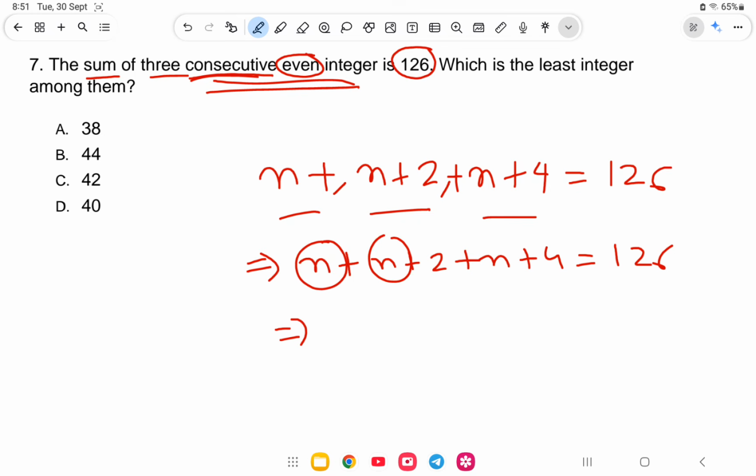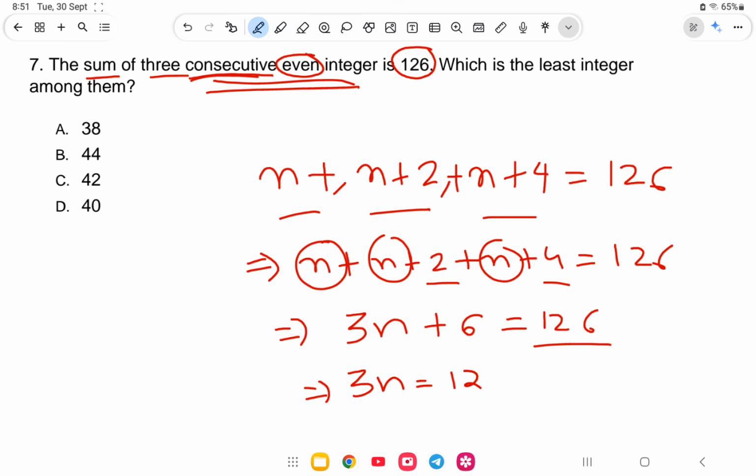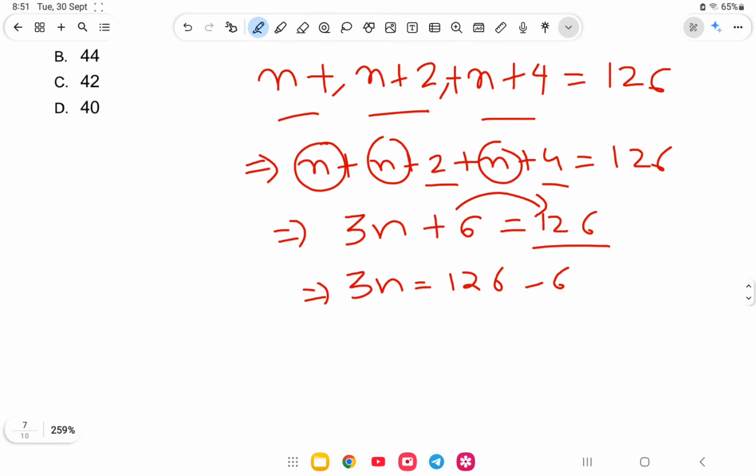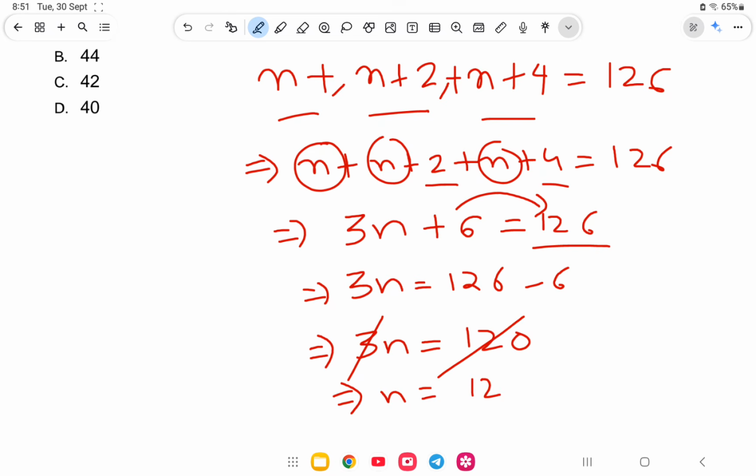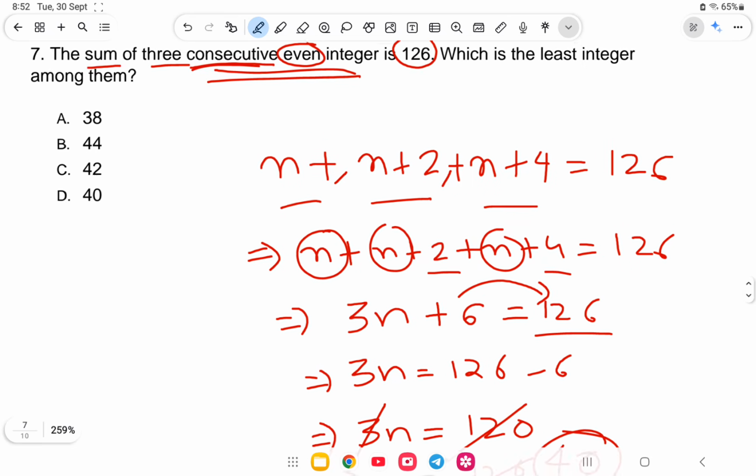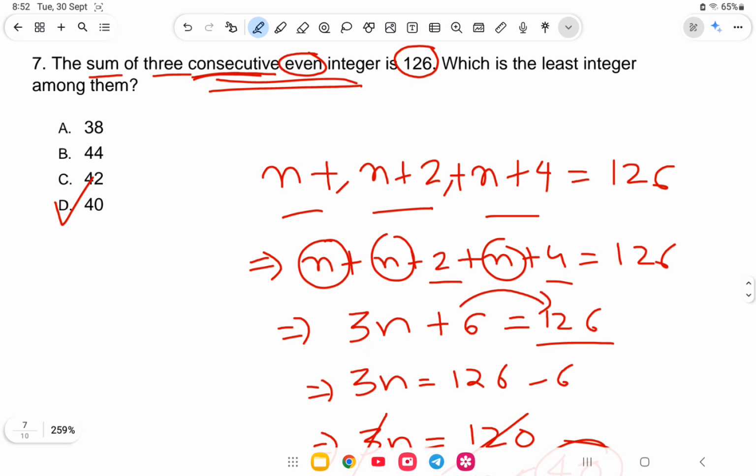Adding the n's gives 3n, and 2 plus 4 is 6, so 3n plus 6 equals 126. Moving 6 across, 3n is equal to 120. So n will be equal to 120 by 3, that is 3 4s are 12, so 40. So the answer is option D, that is 40.